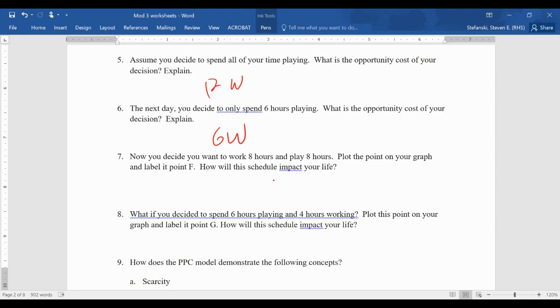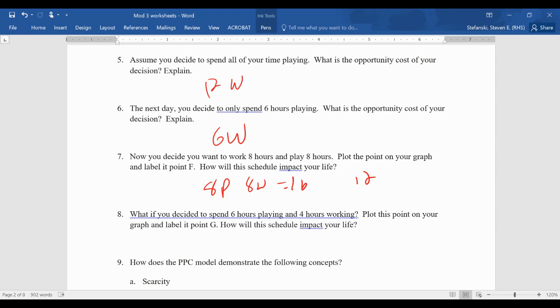If you do 8 hours of work and 8 hours of play, that's 16 hours, but you only have 12 hours. So technically, it's unattainable.